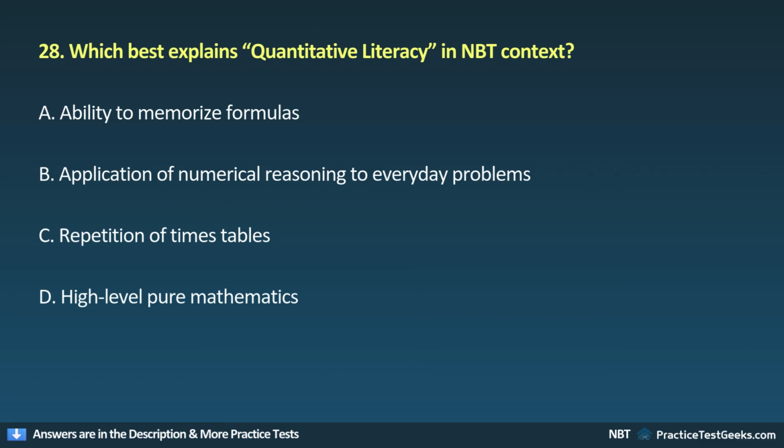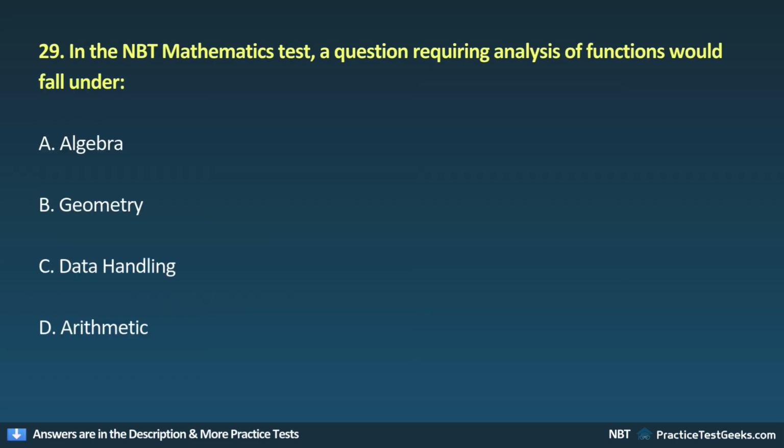28. Which best explains quantitative literacy in NBT context? A. Ability to memorize formulas. B. Application of numerical reasoning to everyday problems. C. Repetition of times tables. D. High-level pure mathematics.